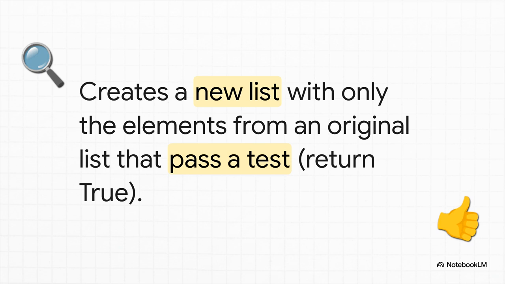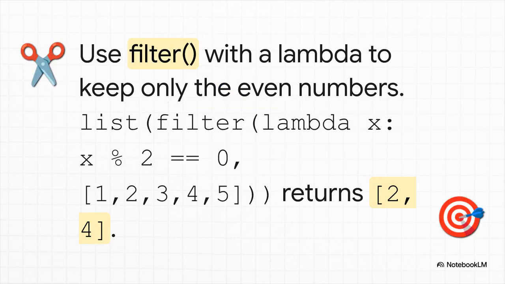You give it a function that acts as a test, it has to return either true or false, and filter will only keep the items that pass. In this case, our lambda x, x%2 equals 0, is our test. For every number, filter asks the lambda, hey, is this even? If the lambda returns true, the number gets to stay. If it returns false, it's out. The result? A new list with just the even numbers.